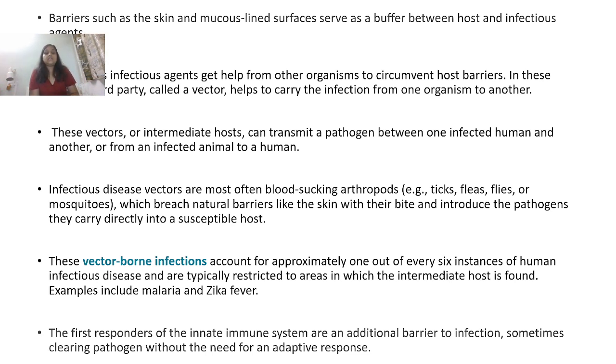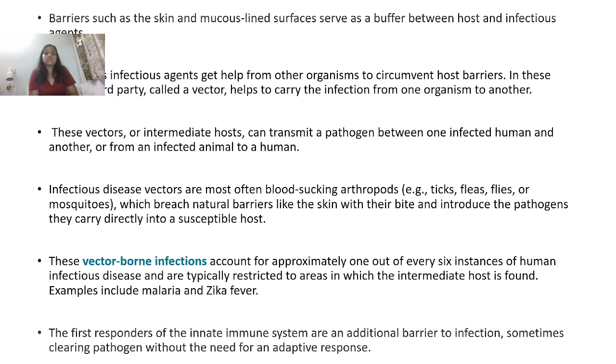So these infections are known as vector-borne infections, and they account for approximately 1 out of every 6 instances of human infectious disease, and are restricted to areas in which the intermediate host is found. Examples include malaria and Zika fever. All these are caused mostly by mosquitoes. The first responders of the innate immune system are an additional barrier to infection, sometimes clearing pathogens without the need for an adaptive response.